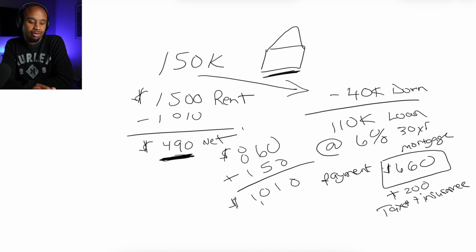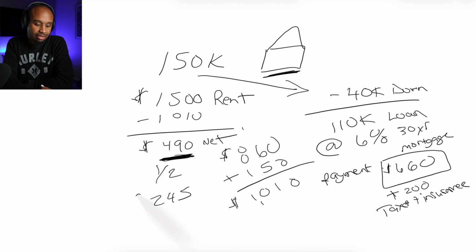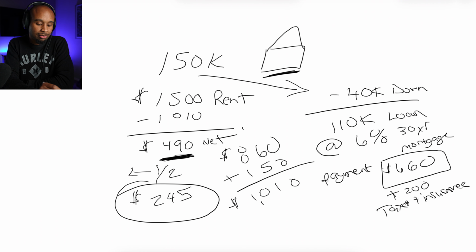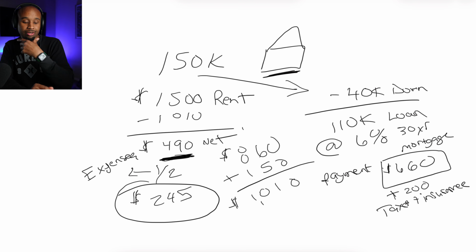If you keep that, I mean, it probably would be prudent for you to halve this and say that 245 is what you're actually keeping per month. $245. That's what you're keeping per month for this deal. So you're halving this for expenses. So $245. That's what you keep.